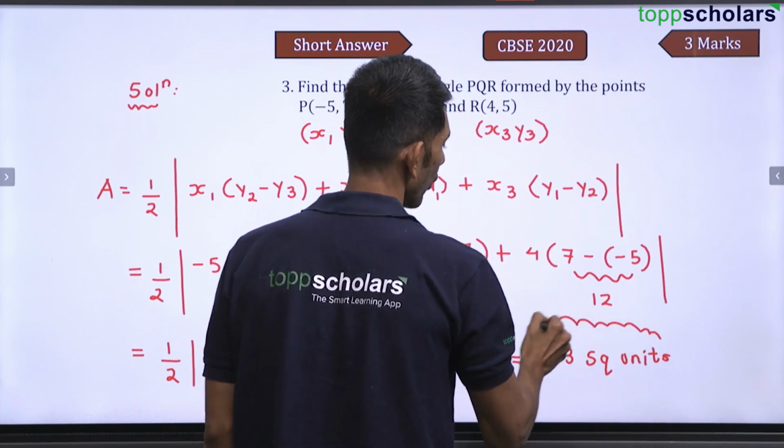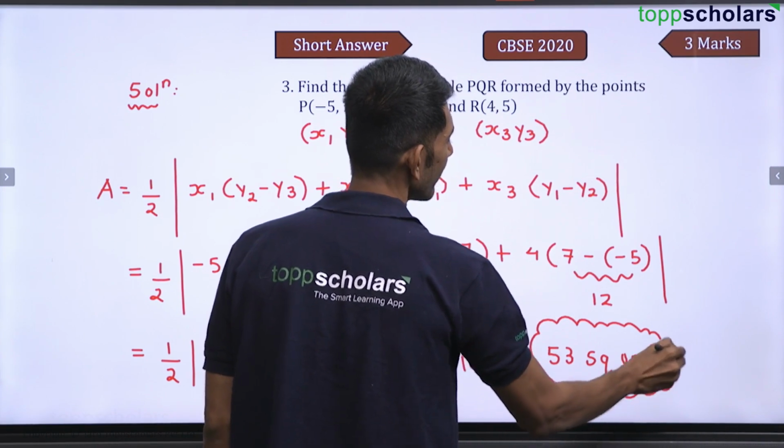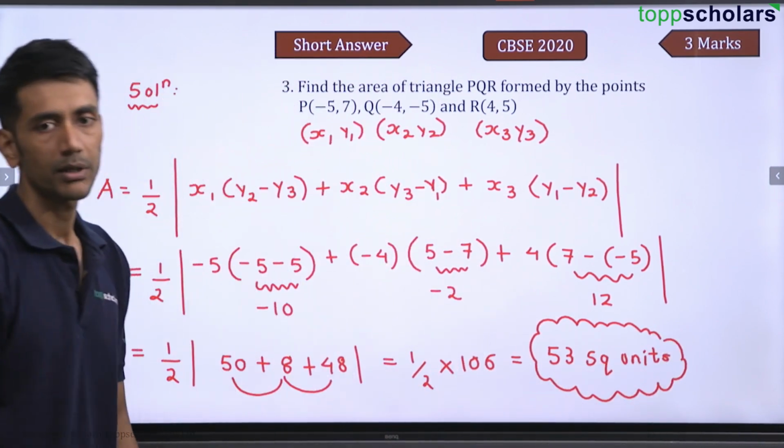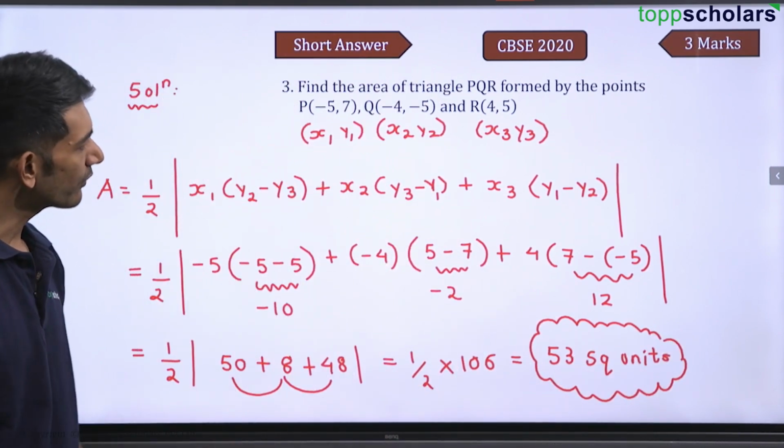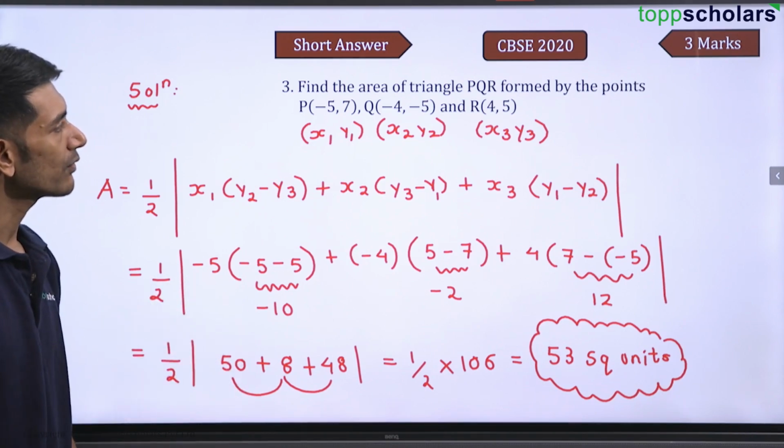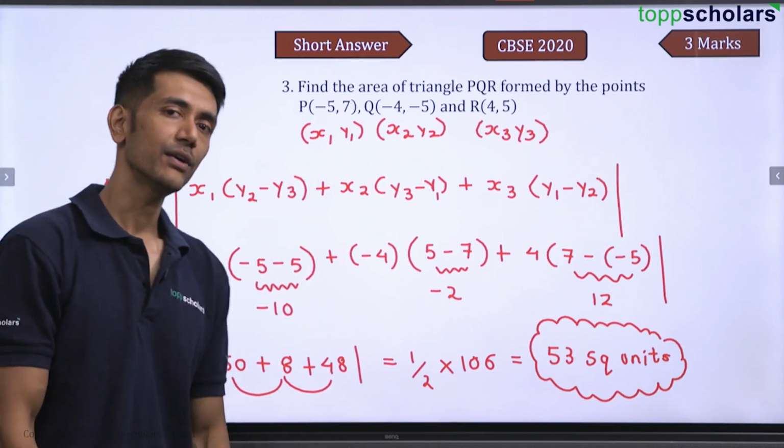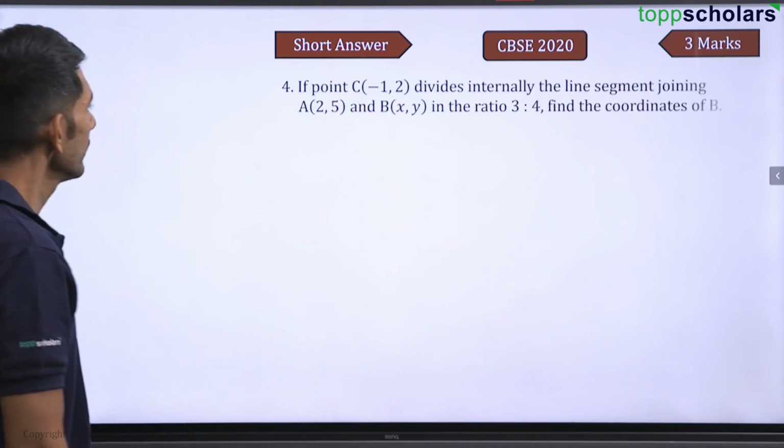So this is how you solve problems based on area of triangle. Anyways, you can skip this part if you want, but this is a way of solving problems based on area of triangle, and that's how you find out area of triangle when the three vertices are given to us. Okay, so let's continue further.